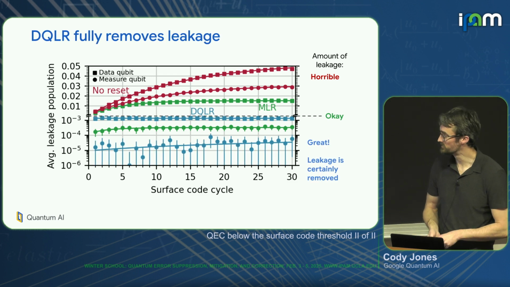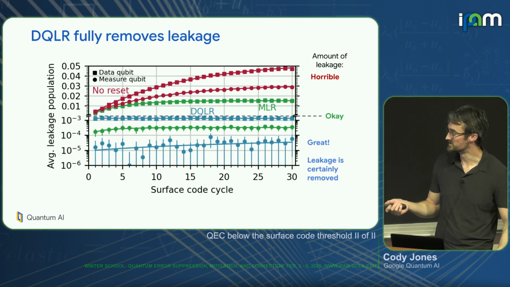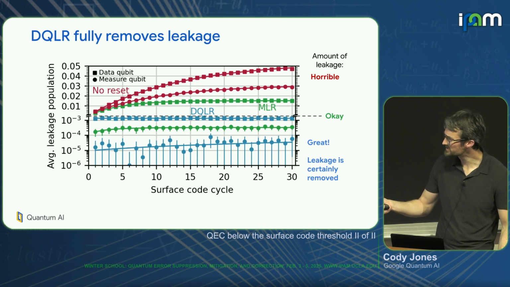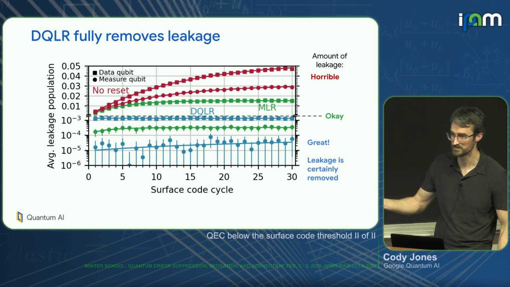The final part I hadn't shown before is the blue, which is now turning on data qubit leakage removal. Remember there's a cutout here in the scale. So the data qubits went from 1.5% leakage population to about 10 to the minus 3. This is actually more than a factor of 10 suppression. And measure qubits actually got even a little bit better, presumably because these guys were not polluting them with leakage.